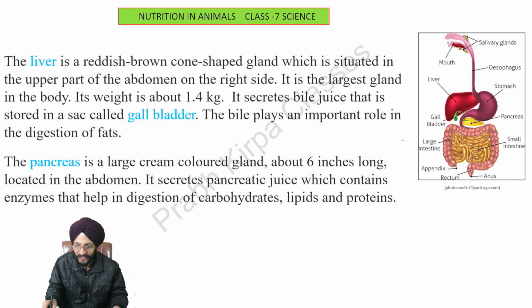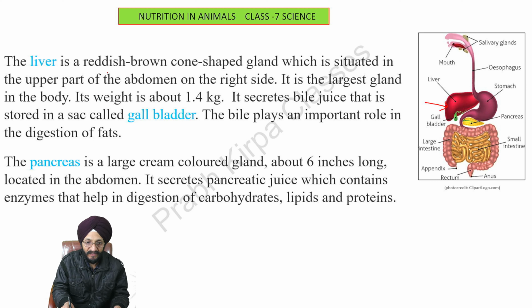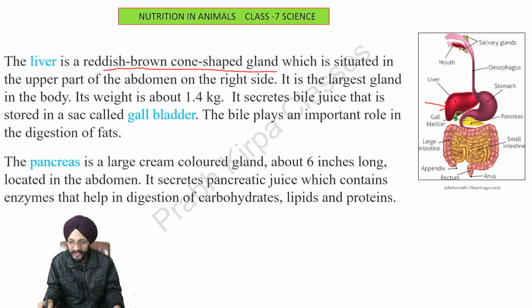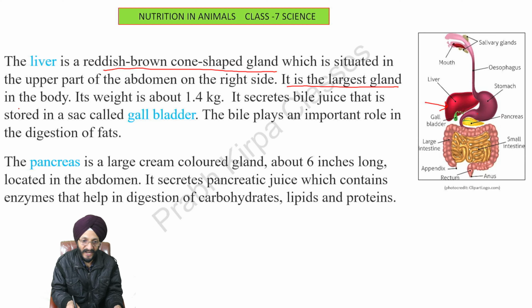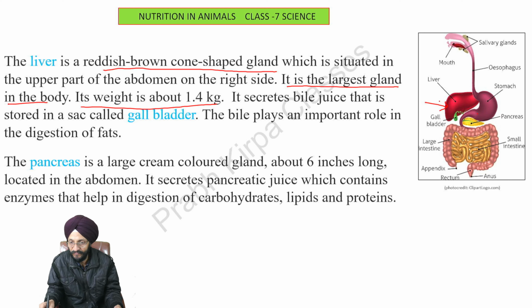You can see it is the liver. The liver is reddish brown in color. It is a cone shaped gland. It is situated on the upper part of the abdomen, on the right side. It is the largest gland in the body. Its weight is about 1.4 kg.